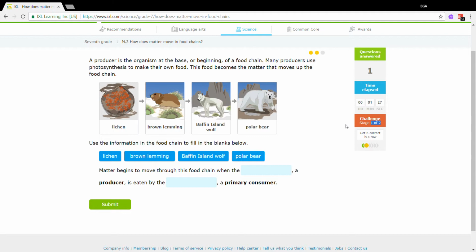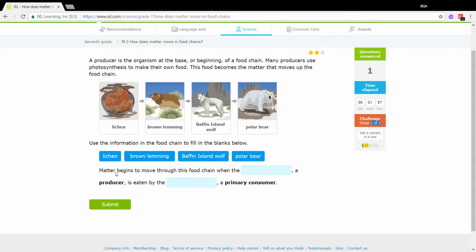Let's look at this one together. This says a producer is the organism at the base or beginning of a food chain. Many producers use photosynthesis to make their own food. This food becomes the matter that moves up the food chain. Use the information in the food chain to fill in the blanks below. Okay, I've got a lichen here, a brown lemming, a Baffin Island wolf, and a polar bear. And there are arrows going from left to the right.